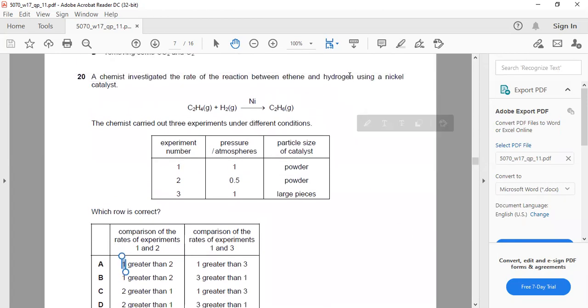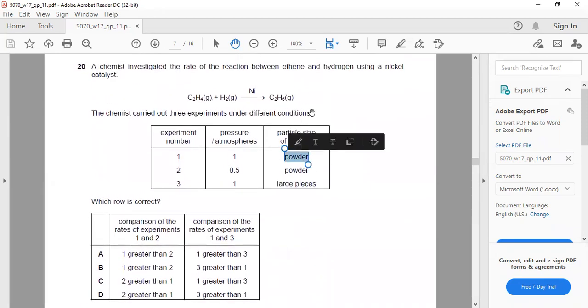This is about rate of reaction. Achha ji. Gases have the effect of pressure. Experiment 1, pressure is 1 atmosphere, powder. Experiment 2, pressure is half, means rate slower. So pressure is greater, rate faster. Okay.